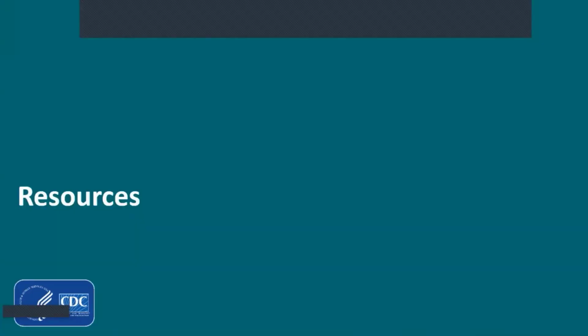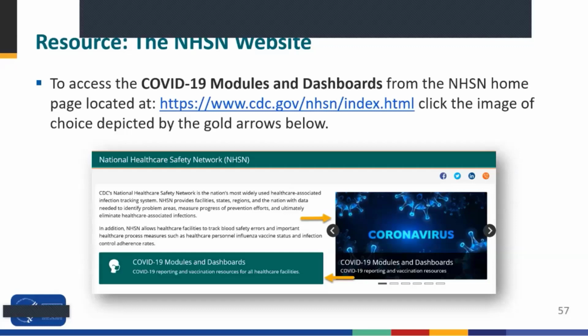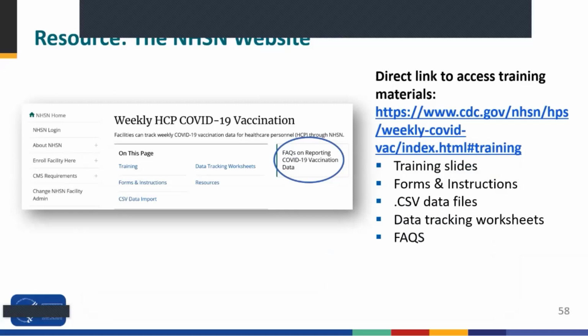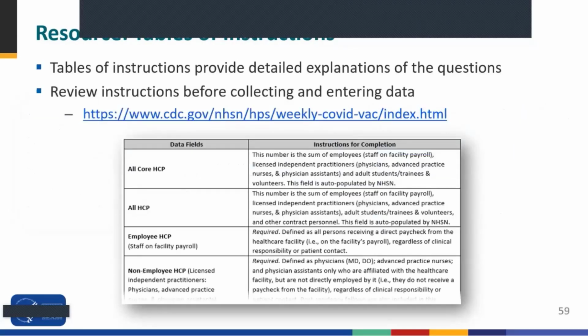The next few slides will outline some resources that may be helpful to you. Please use the link on the slide to access the COVID-19 modules and dashboards from the NHSN homepage. The Healthcare Personnel Safety Component website contains links to a variety of training materials. The link on the slide will take you directly to the resources. You'll also see a tab on the web page to access FAQs. CDC has created a tables of instructions document that provides definitions for all categories and questions on the data collection form. Facilities should review all instructions before collecting and entering COVID-19 vaccination data into NHSN.